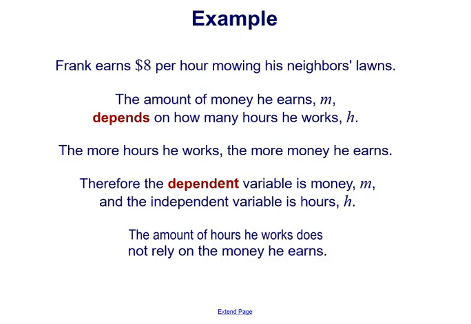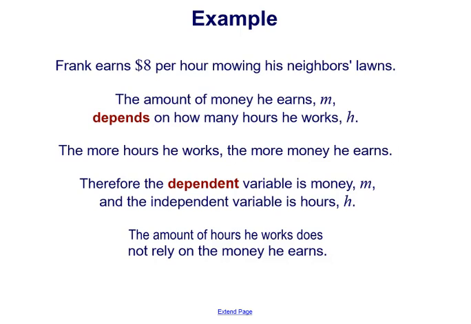We have the example that Frank earns $8 per hour mowing his neighbor's lawns. The amount of money he earns, M, depends on how many hours he works, H. So the more hours he works, the more money he earns. Therefore, the dependent variable is money, M, and the independent variable is hours, H.